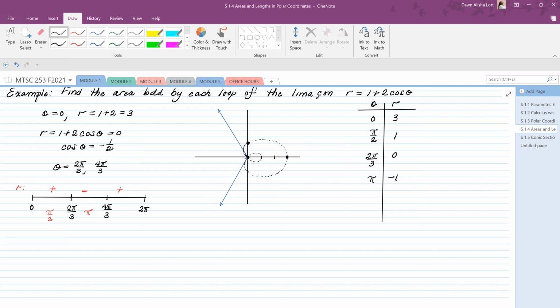Okay, so if I just do the area from 0 to 2 pi over 3, that is going to give me the whole entire shaded region. Okay, so that's just going to give me the top part, the whole shaded region.